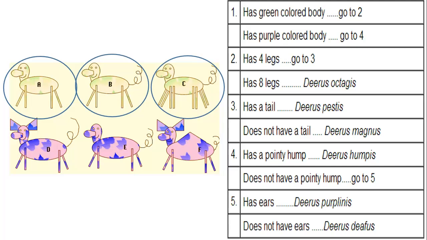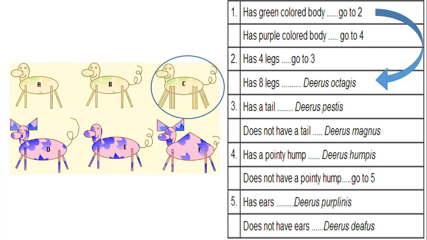Let's have a look here. We have different deers in front of us, and we have different questions. The first question says, has green colored body. If it has green colored body, we're looking at deer A, B, and C. Then the question says go to number 2 in order to narrow down the grouping more and more. So let's have a look at question number 2. It says if it has 4 legs, go to number 3. If it has 8 legs, it's Dirus octagus. So now we know that this is the Dirus octagus, right?